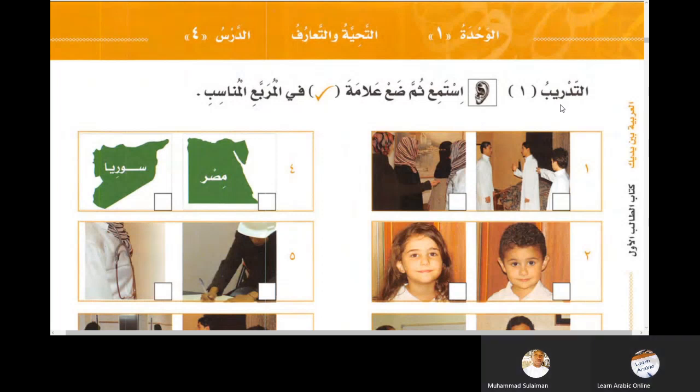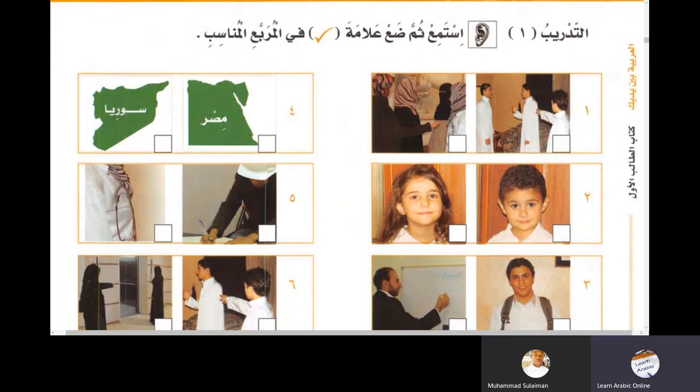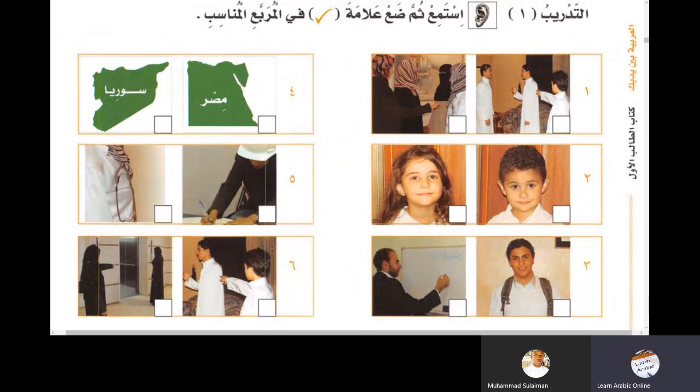At-Tadribul Awwal. Istami' thumma da' alama sahiha fil murabba' al-munasib. Okay. Now we have two pictures where you cannot put a tick mark at the moment. The first picture is called As-Suratul Ula and the second picture is called As-Suratul Saniya. You will tell me which picture this is. Haza. As-Suratul Ula. Correct.